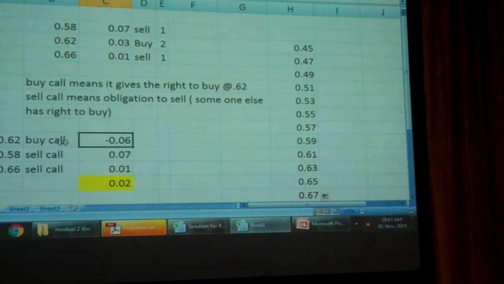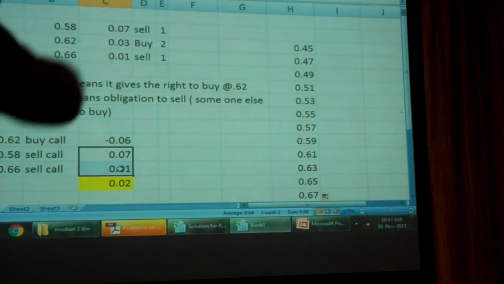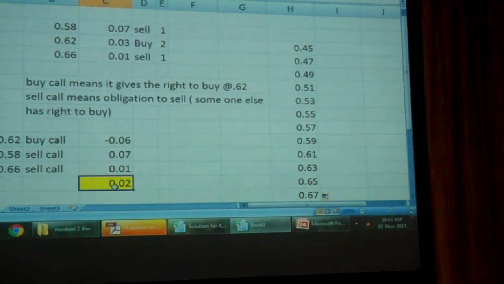Okay. So in the first case you are paying premium. On either side, like 0.58 and 0.66 which you have sold, you will get a premium. So net premium is 0.02.